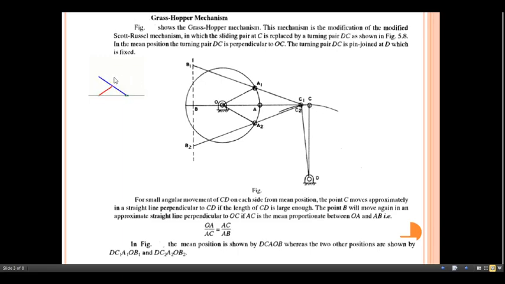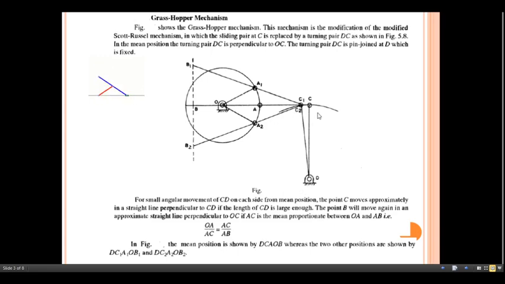In the Scott-Russell and modified Scott-Russell mechanisms, the slider is used, but here the slider is replaced by a turning pair. The turning pair is formed between this one OA and another link here, and at the end of this one, in place of the slider, one link is attached.